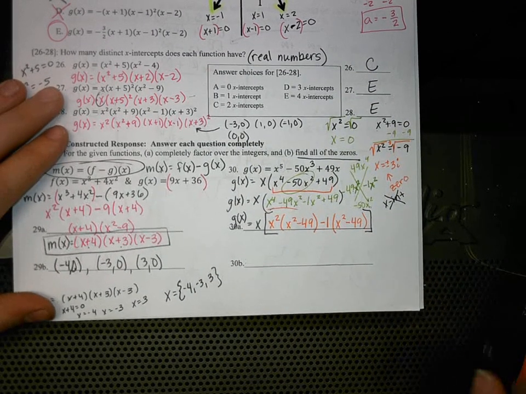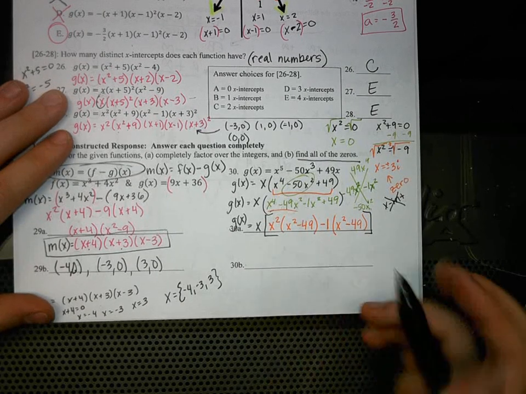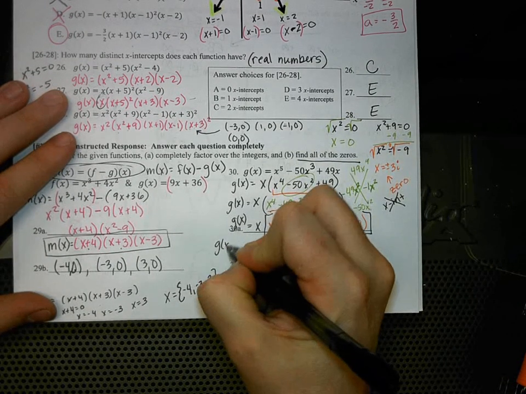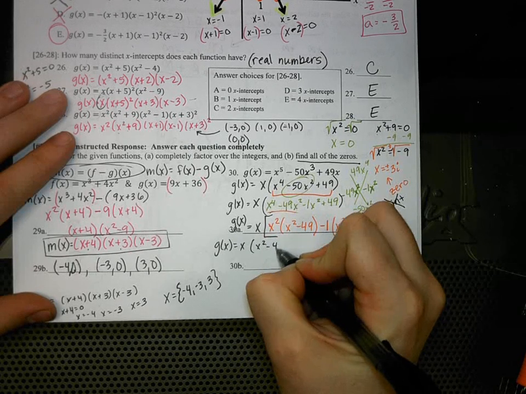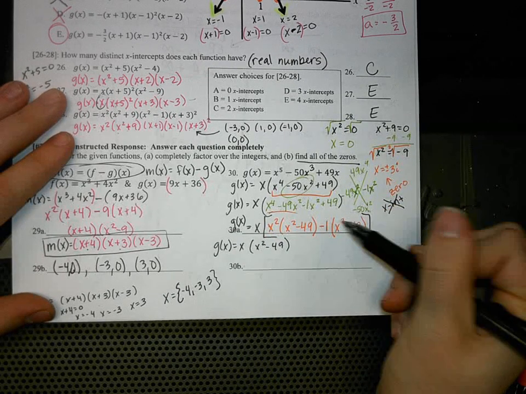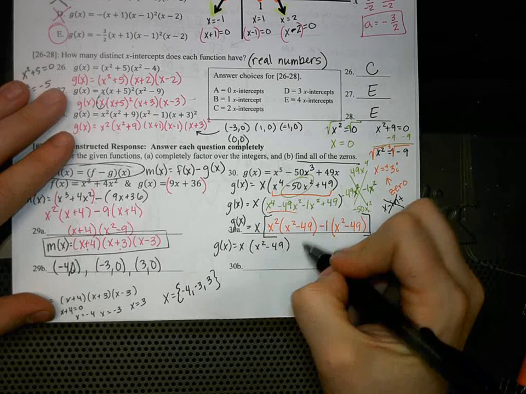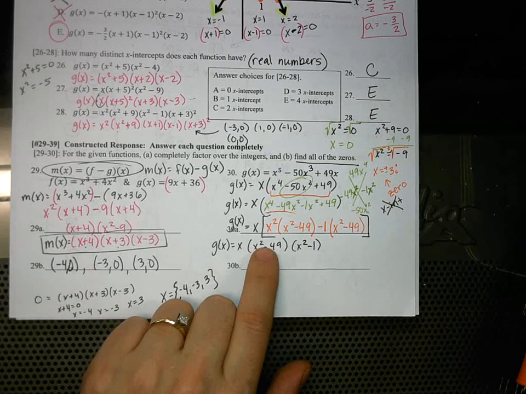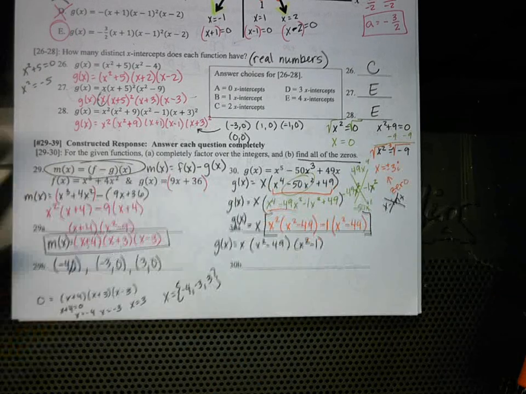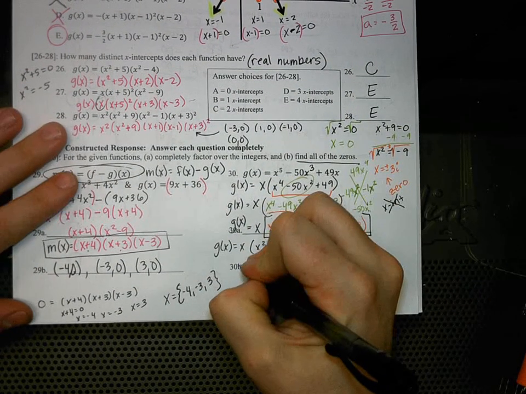X squared minus 49 is my greatest common factor now. So I'm going to factor the x squared minus 49 out. And that leaves me with x squared minus 1. Still not completely factored. Both of these are difference of squares problems. So this problem, I'm just going to change this to an A so we can write it in a blank.